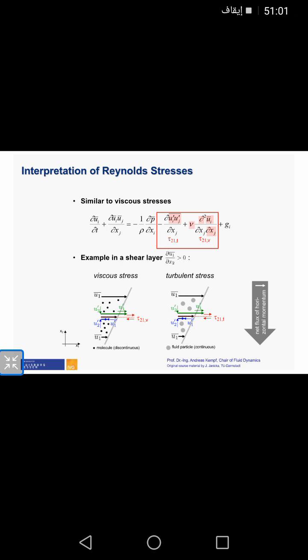This is just about interpretation. This slide was meant to help you think about the behavior of turbulence and laminar flows with molecules.